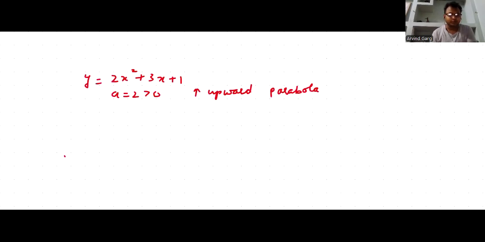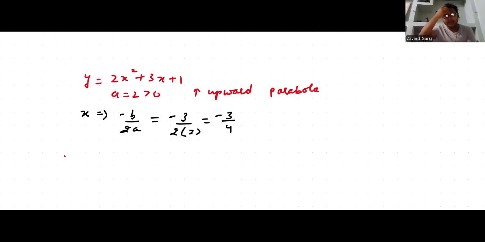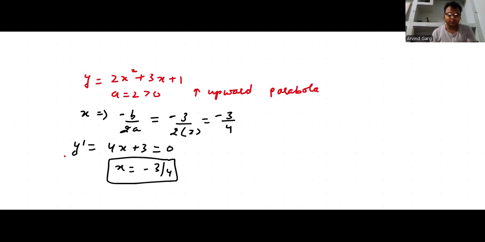So to find out x, it's minus b by 2a. Minus b is minus 3 and a is 2, so you can say minus 3 by 4. Also, you can simply differentiate: 4x plus 3, and make it equal to 0. So from here you will get minus 3 by 4. That is the value of x over here. So x is equal to minus 3 by 4.